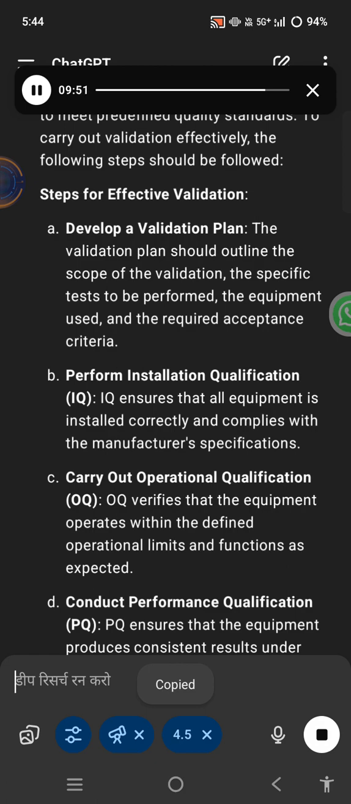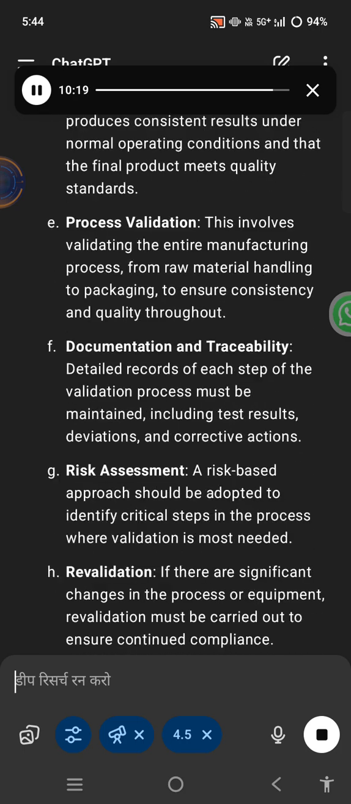Importance of analytical method validation. 1. Ensures accuracy and precision. Validation confirms that the analytical method provides consistent and accurate results, ensuring that the pharmaceutical product meets its specifications. 2. Regulatory compliance. Regulatory agencies such as the FDA, EMA, and ICH require that analytical methods used in drug testing are validated to ensure they are reliable and capable of detecting impurities, active ingredients, or contaminants.